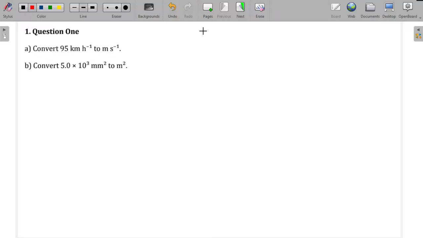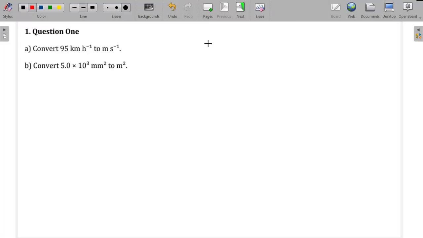All right, so question one of this paper is about unit conversion. Question one, part A, says convert 95 kilometers per hour to meters per second. Part B says convert 5.0 times 10 to the power 3 square millimeters to square meters.